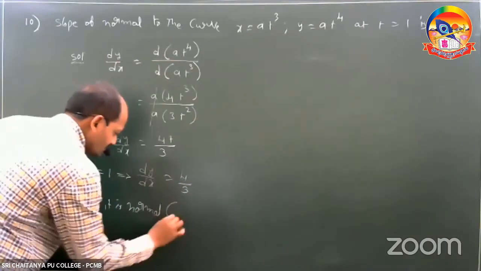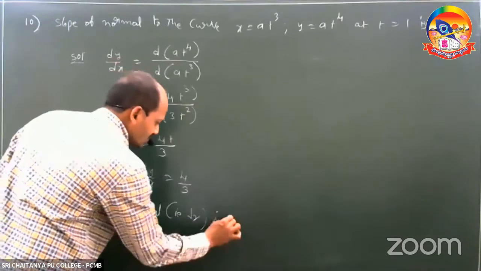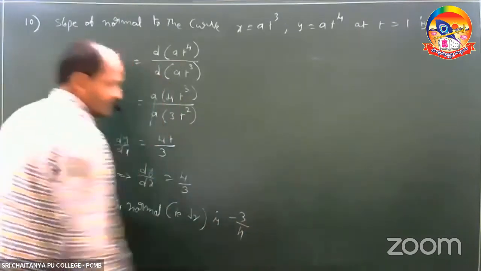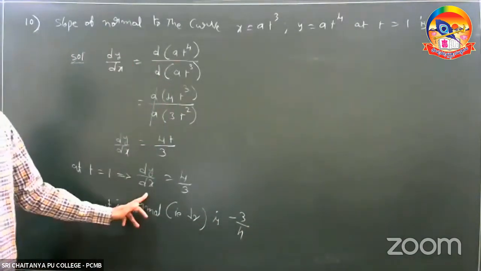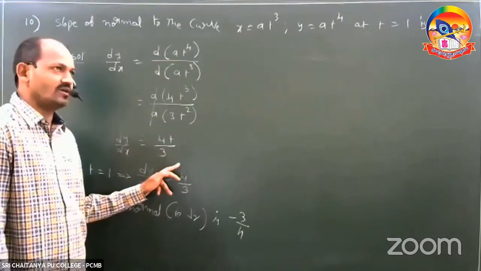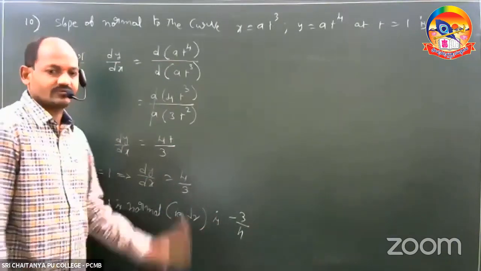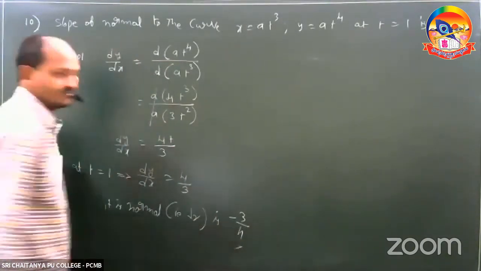Normal means perpendicular, so the slope is minus 3 by 4. If the slope is m, the normal slope is minus 1 by m. That means minus 1 divided by 4 by 3, that is minus 3 by 4. Okay? Copy this one.